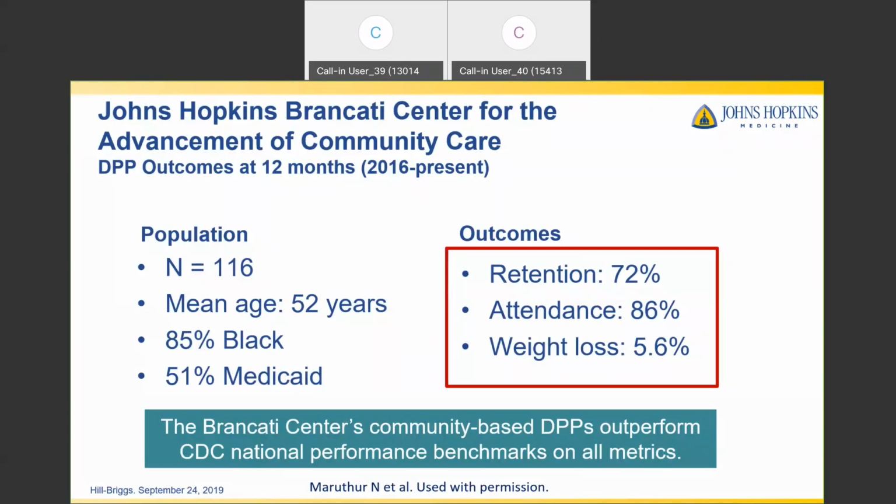Again, the program is still 12 months. It's 72%. Attendance, 86%. And have our folks been hitting the weight loss goal? Yes, they have. 5.6% average at the 12-month period. And as it says, this outperforms the national benchmarks. And so all this is to say, as we talk about context, it is certainly possible to ensure that you are appropriately supplying something like the DPP to populations who are most in need.